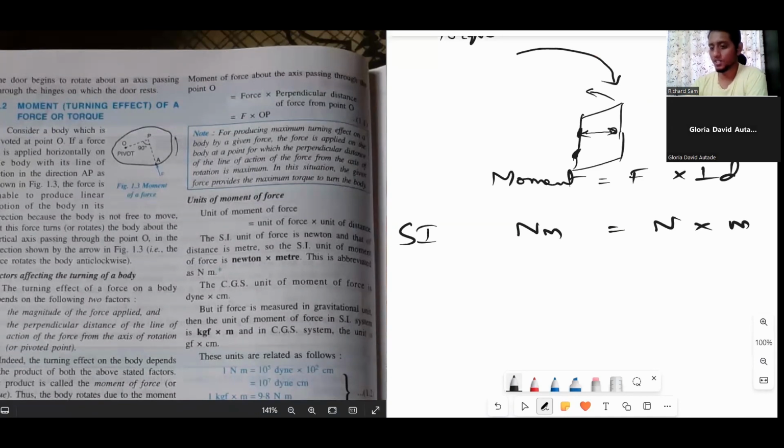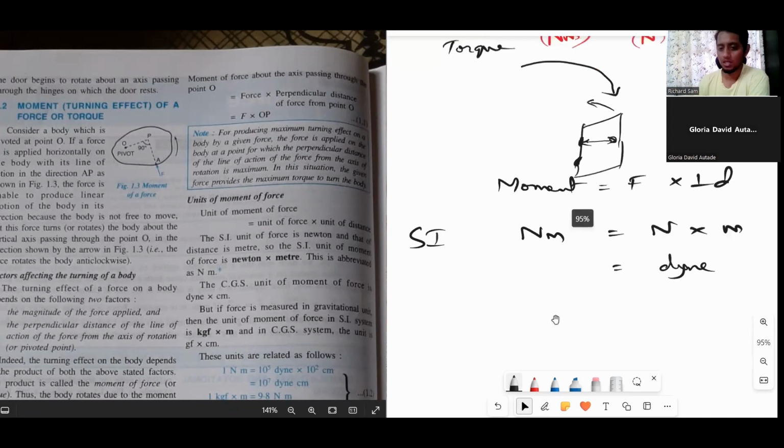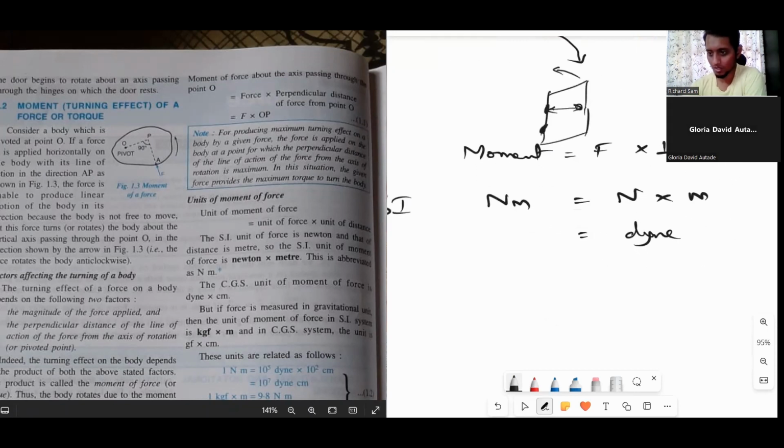Now let's derive the CGS unit. Okay, what is the CGS unit for force? Dyne. And the CGS unit for meter is centimeter. Okay. So obviously the CGS unit would be what? Dyne centimeter. Okay. Now let's see the relationship between Newton meter and Dyne centimeter.